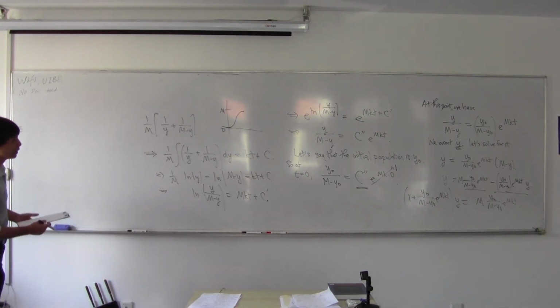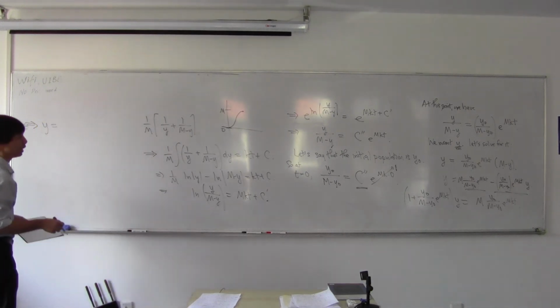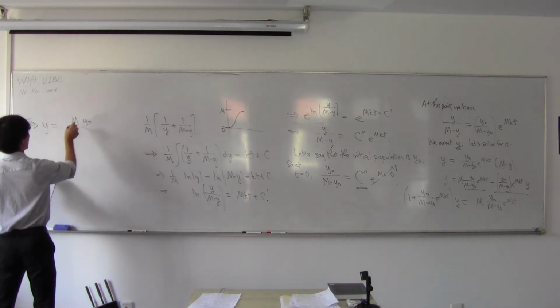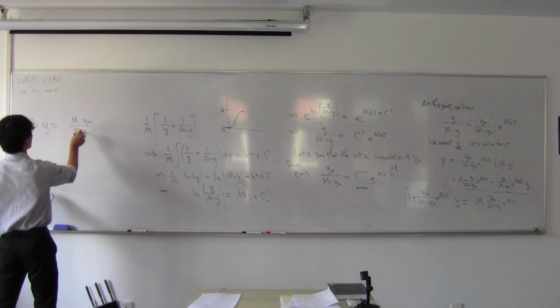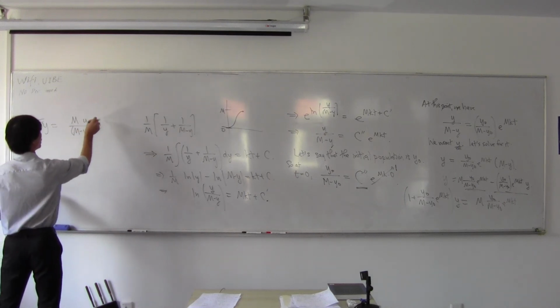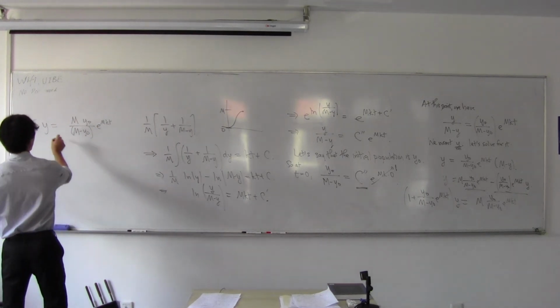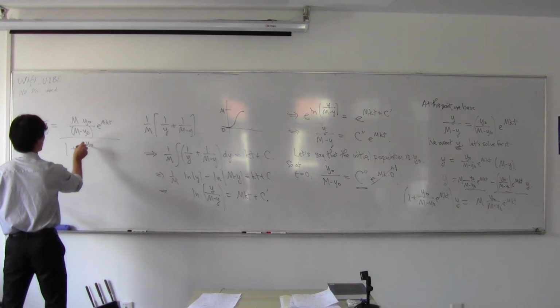So what does that give us? That gives us that y is this thing: m y naught over m minus y naught e to the mkt, divided by 1 plus y naught over m minus y naught e to the mkt.